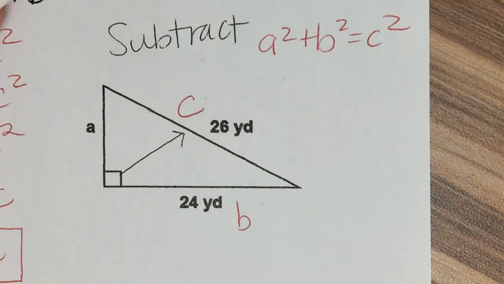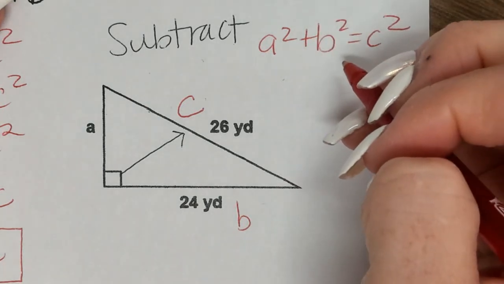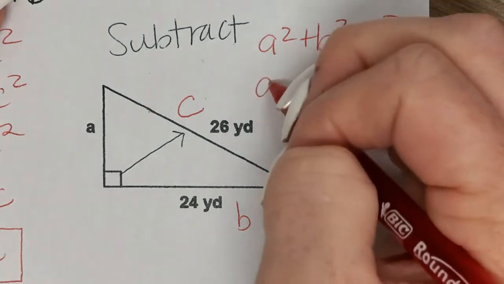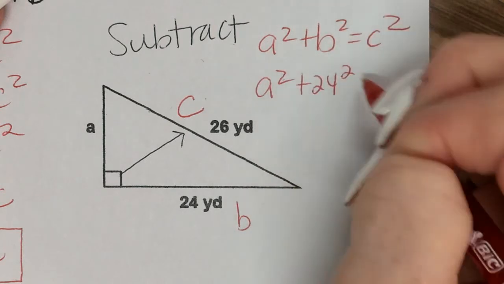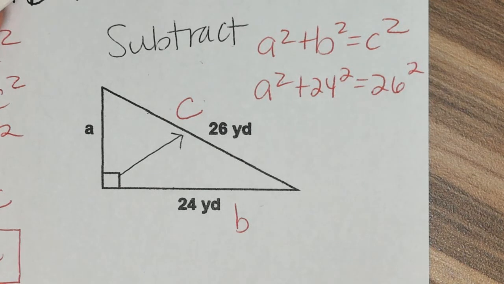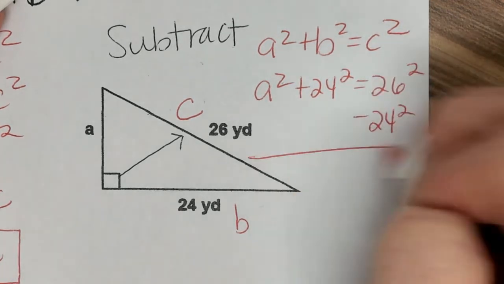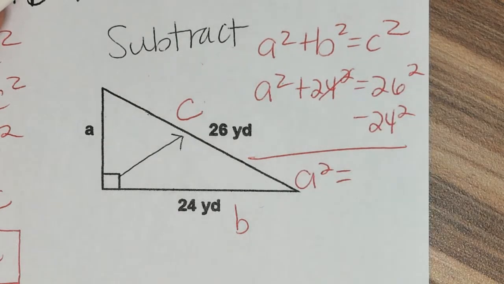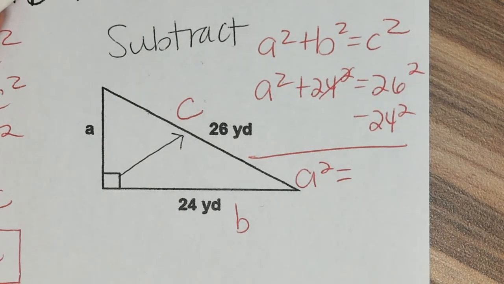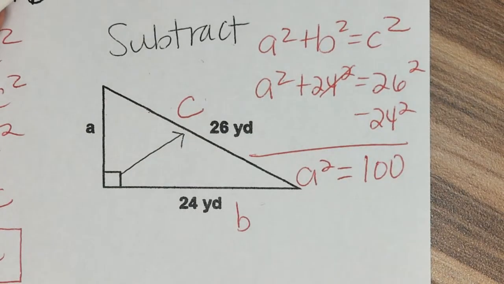All right, so here we go. I don't know A, so I have A squared. I have some people not even writing. A squared plus 24 squared equals 26 squared. I'm going to subtract, and I'm going to get A squared is, it's 100. I'm going to need y'all to use your calculators.